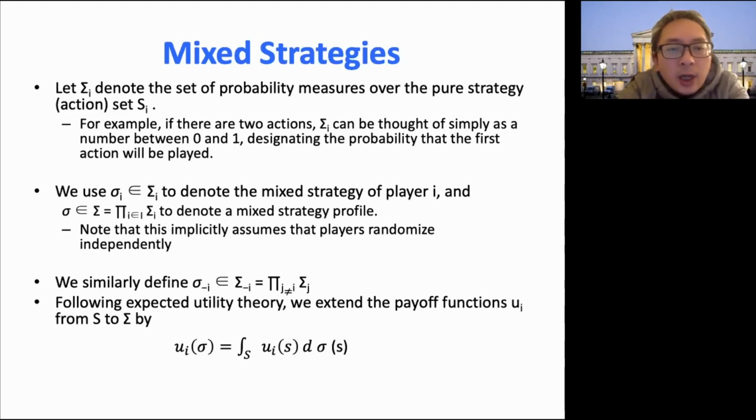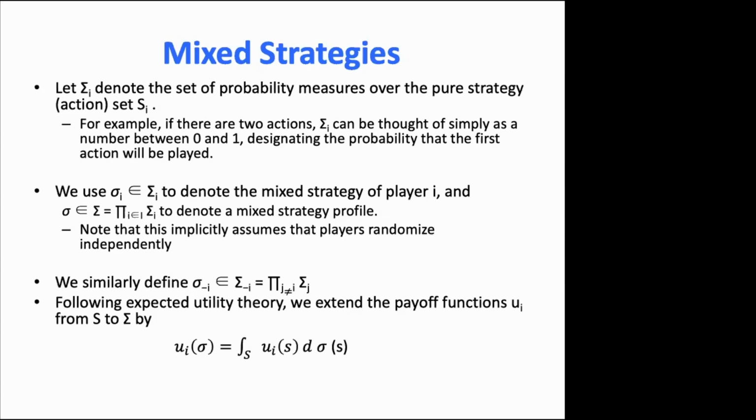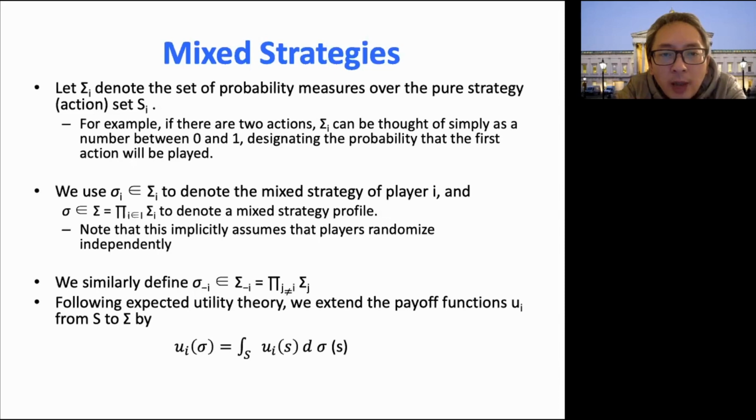So let's drill down to some math. Let's say capital sigma I. We're using the capital sigma to represent the set of probability measures over the pure strategy action set. So in other words, you can consider sigma as a probability of choosing one of these actions. For example, if I have two actions, the sigma would be just simply one parameter from 0 to 1, the probability of choosing one of the actions, the other is basically 1 minus sigma.